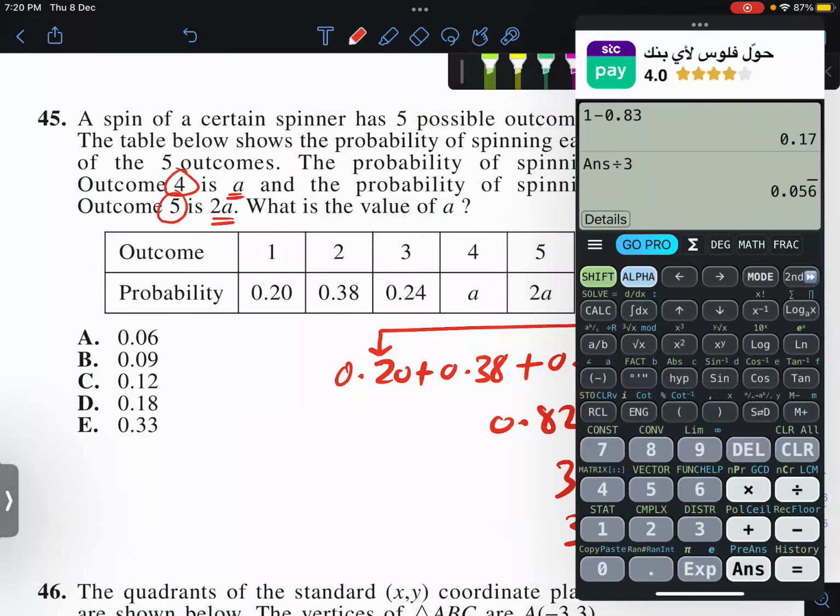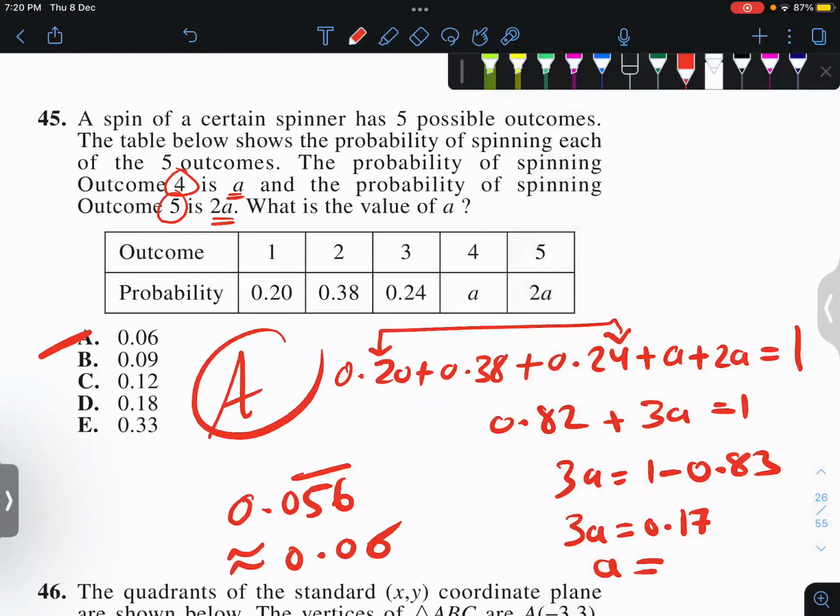Okay, so 0.056 repeated means that it is about 0.06, so it's letter A. The answer here is A. Easy. This is how to solve.